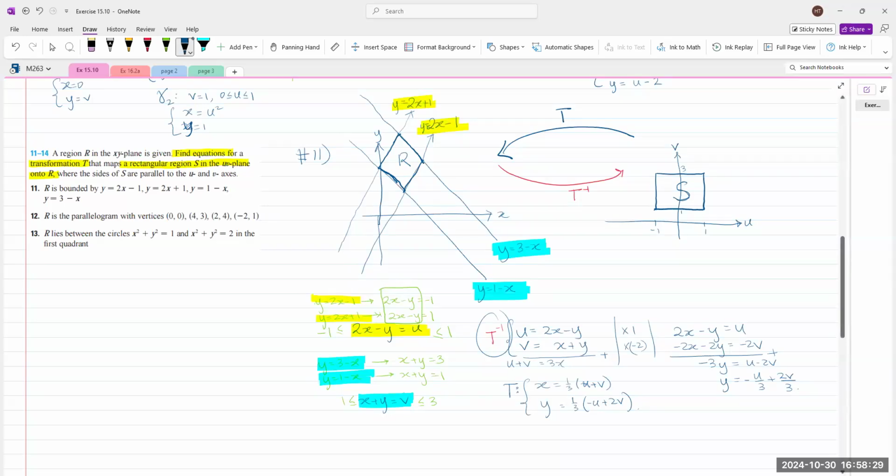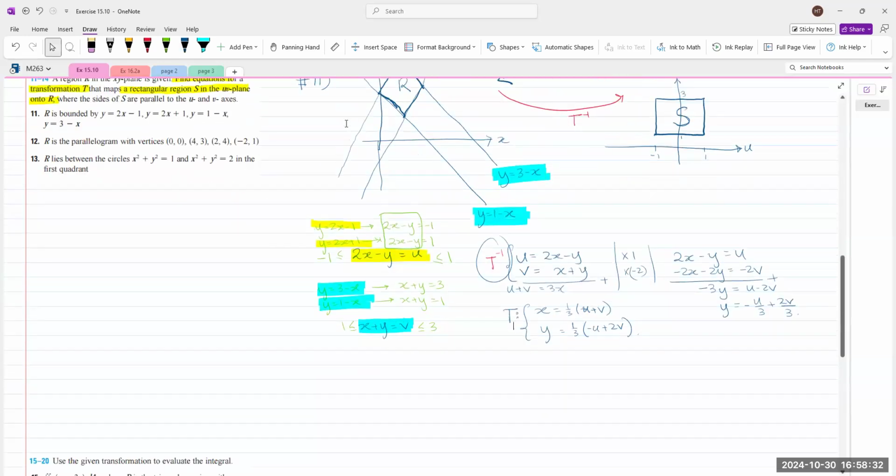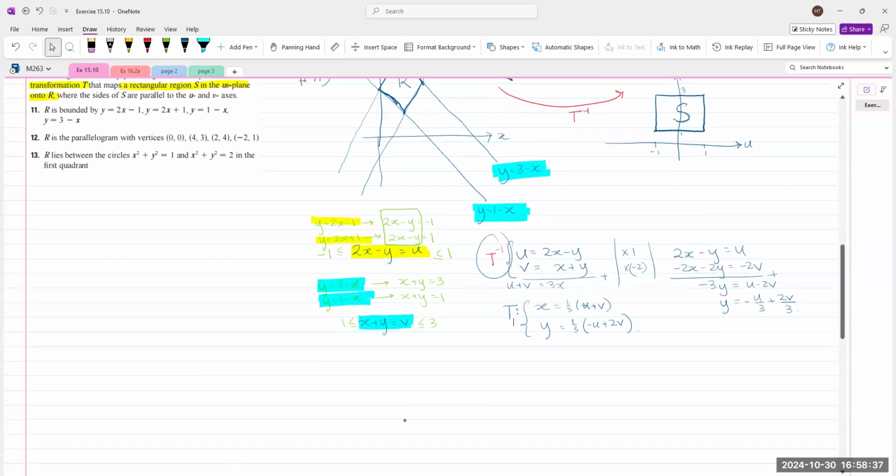Now, just to remind you, suppose I need to compute the Jacobian. Jacobian of T, because it's a linear transformation, is easy to see. That's 1/3, 1/3, negative 1/3, positive 2/3. You will get 2 over 9 minus negative 1 over 9. That's 3/9, which is 1/3, right?